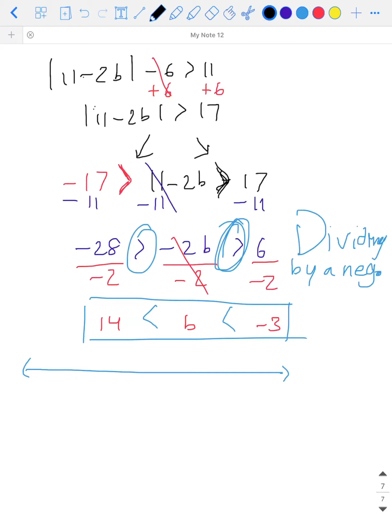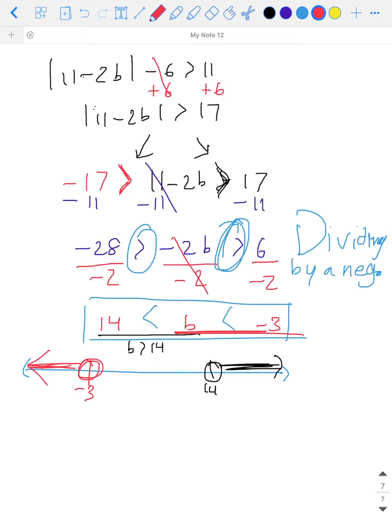The left side, that's the same thing. 14 is less than b is also the same thing as b is greater than 14. So I can put 14 here. It's exclusive, so it cannot touch 14, but it includes values above 14. On the right side, b is less than negative 3. I'm going to put negative 3 here, and it shades to the left.